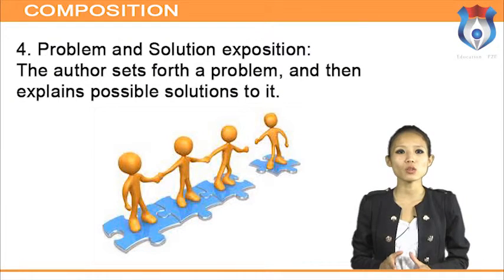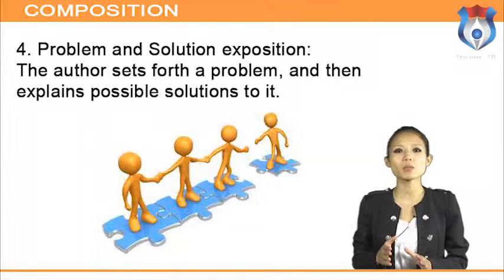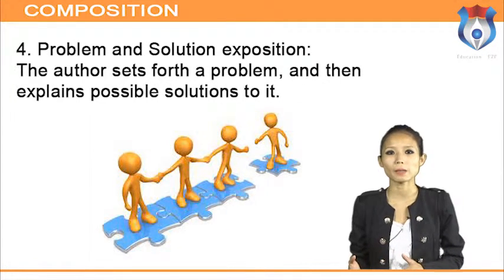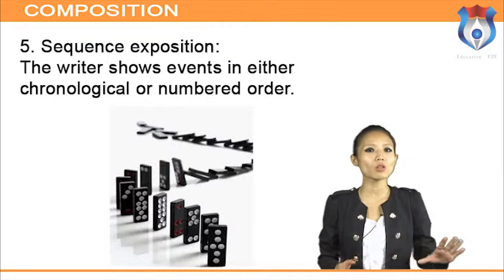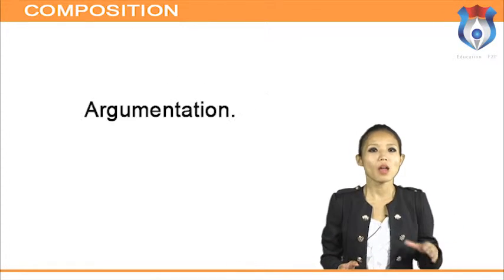Problem and solution exposition. The author sets forth a problem and then explains possible solutions to it. Sequence exposition. The writer shows events in either chronological or numbered order.